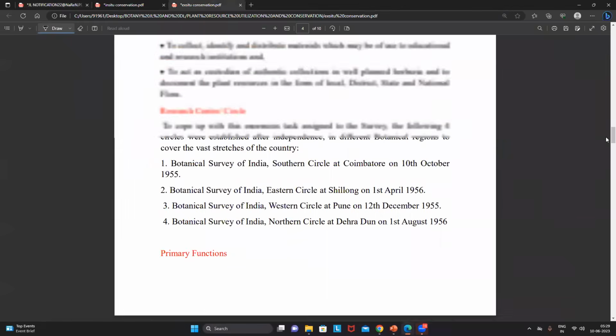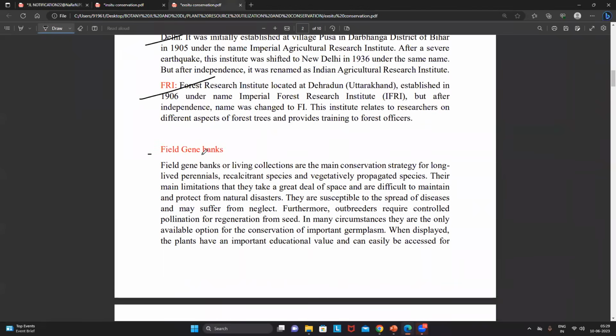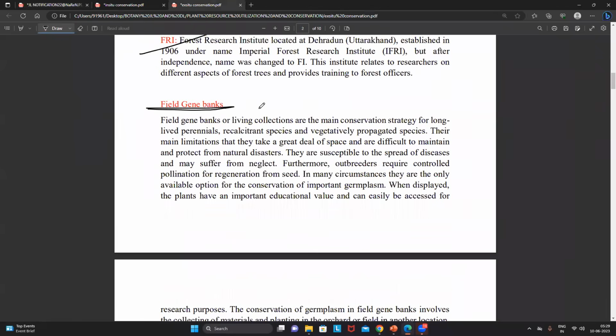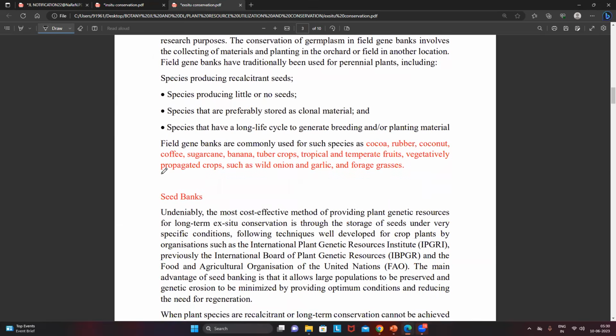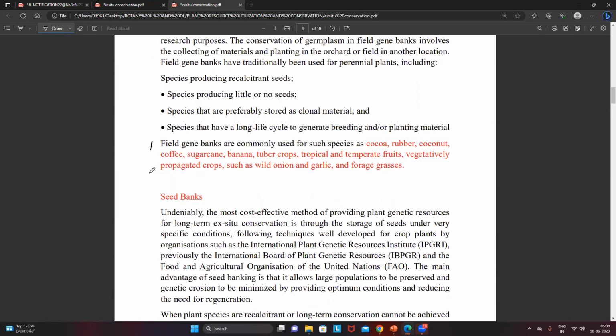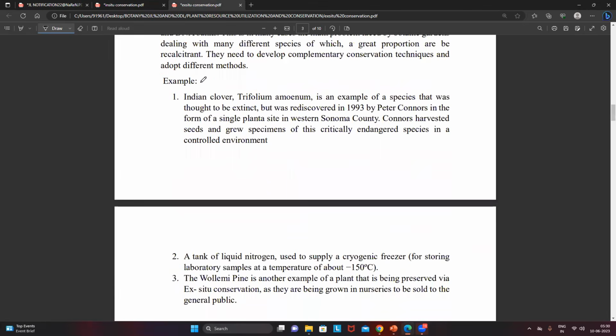So once again, when you are reading this, what do you have to read, friends? For example, what is a field gene bank? See, remember, no need to read anything extra. What is a field gene bank, what is its function, and most importantly, what kind of plant species can be conserved in the field gene bank? That's all. I have specially mentioned, only you have to remember this. Nothing else. What are seed banks, and examples of seed banks, nothing else.